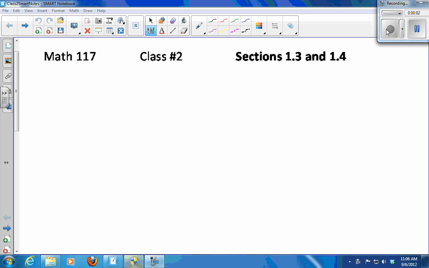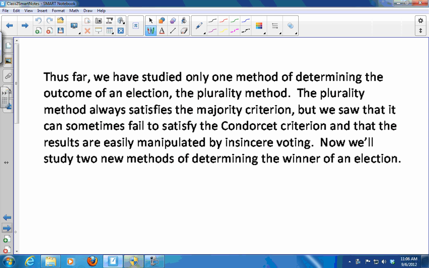Okay, moving on to 1.3 and 1.4. So far, we've only studied one method of how to determine the winner of an election, the plurality method. It has some pros and some cons. Some of the good things were that it's really easy. It always satisfies the majority criterion, which means that if someone gets a majority of the votes, they must be the winner. There's no way someone could get a majority and not win.